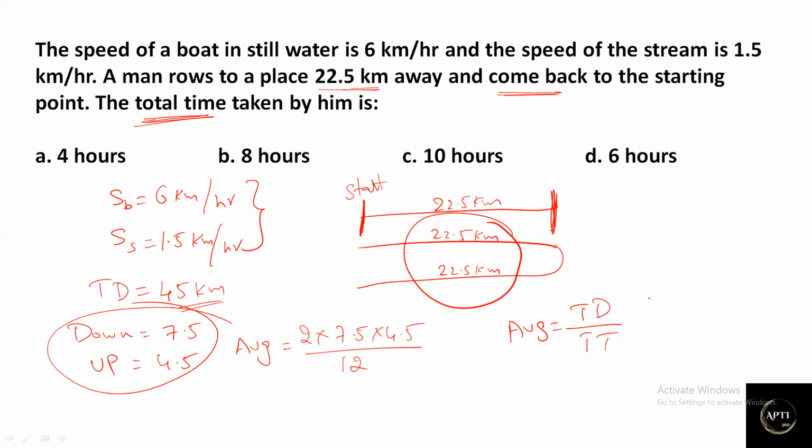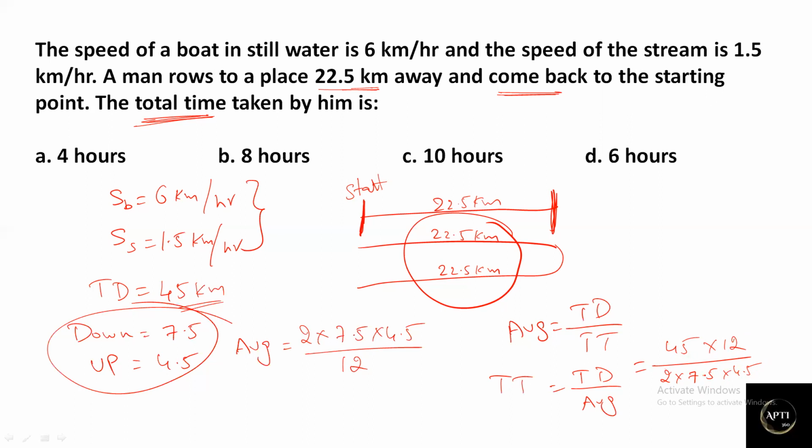Correct. Now if you want to find the total time taken, it is total distance by average speed. What is the total distance? He traveled 45 kilometers, divided by the average speed. I'm writing it here: 2 into 7.5 into 4.5 divided by 12. I can take it in the numerator, so if you just cancel it out.